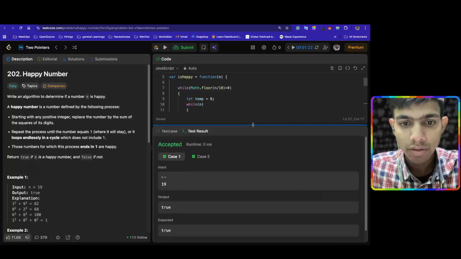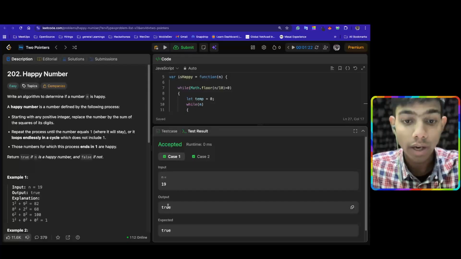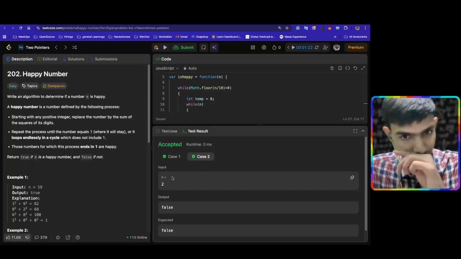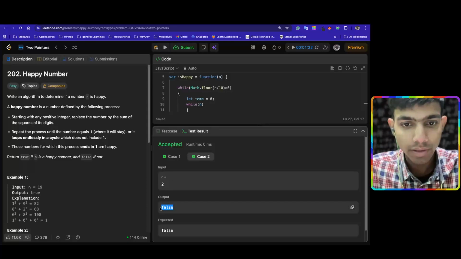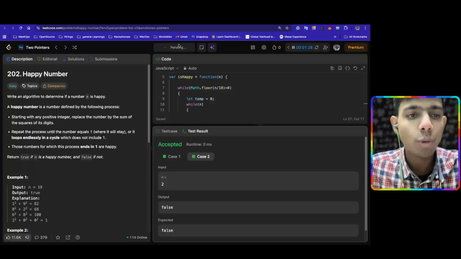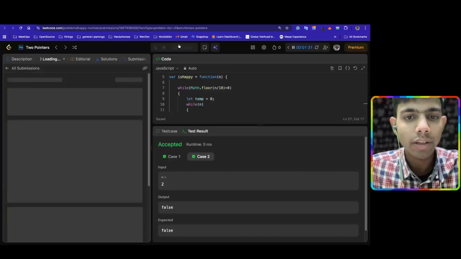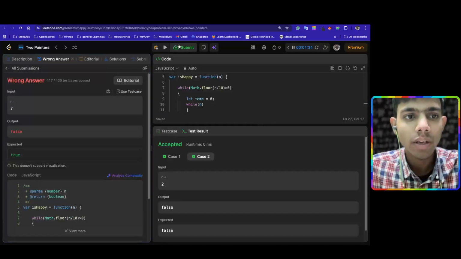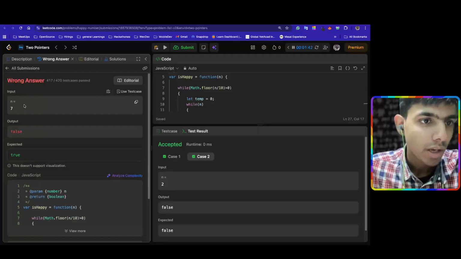Accept it. For 19 expected is true and output is also true. For 2 expected is false and output is also false. Okay sorry guys, let's try to submit it. I am hoping that it will get submitted. Okay, 416 test cases out of 420 have passed, but n is equal to 7 failed. Expected is true but it's false.